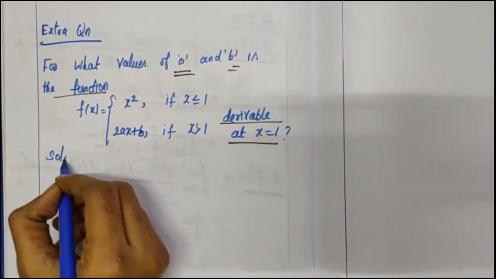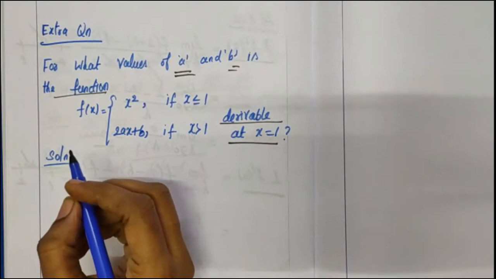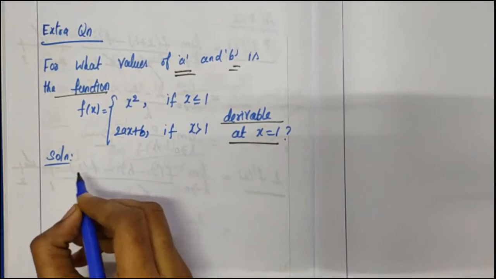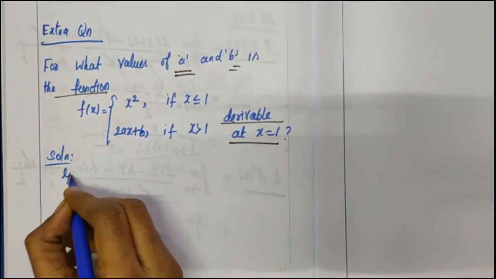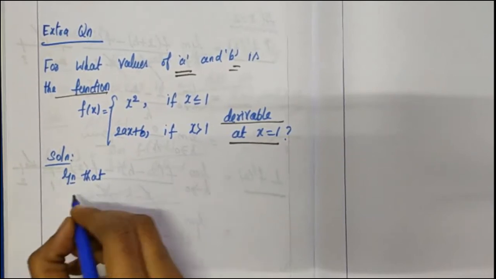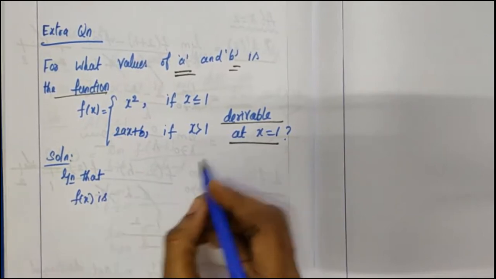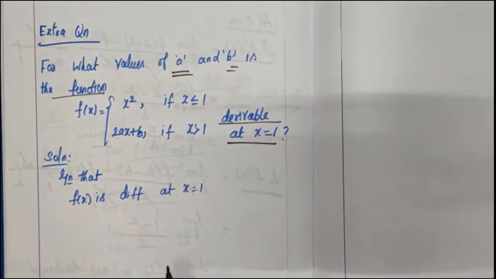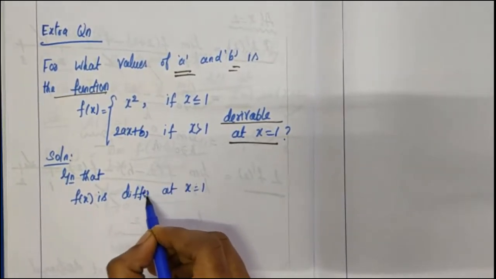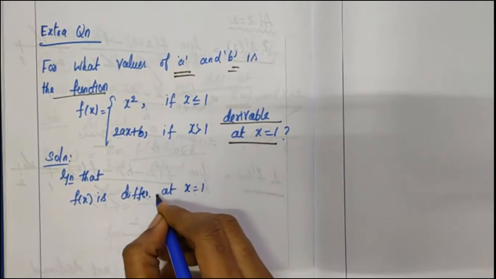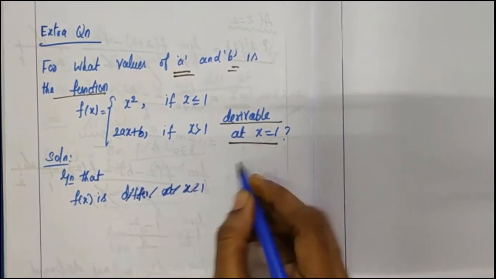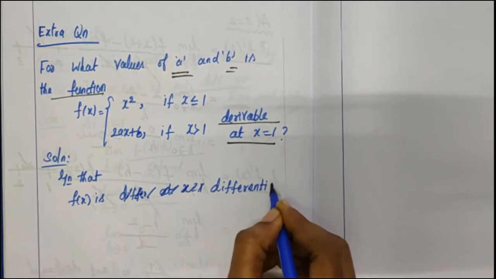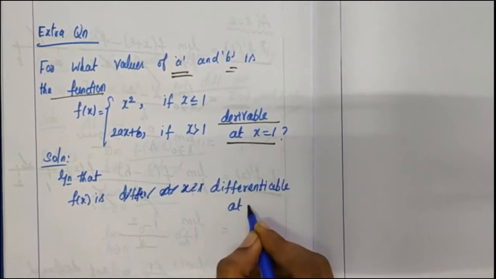Solution. f of x is derivable at x is equal to 1 is given. Is given that f of x is differentiable at x is equal to 1. So differentiable full எழுதிக்கோங்க. Okay. So differentiable at x is equal to 1.